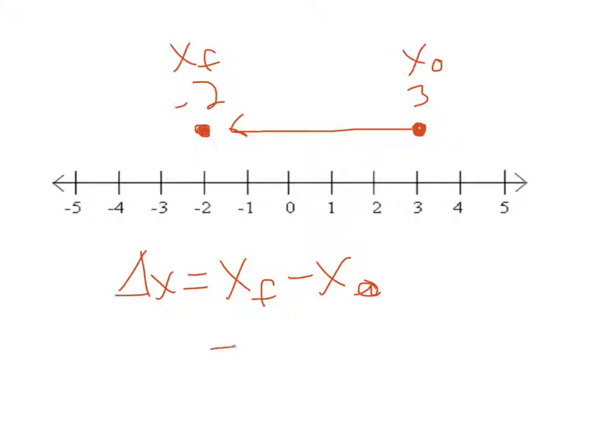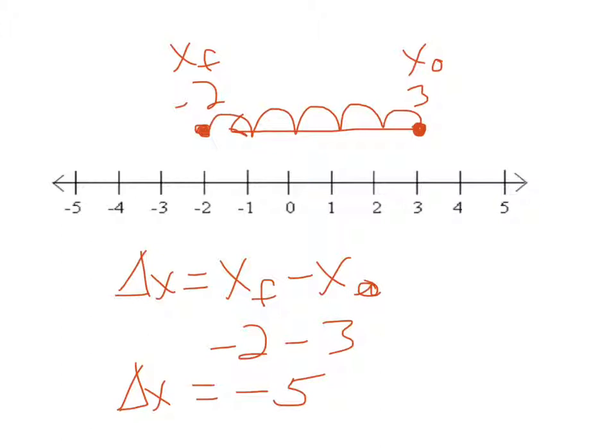My final position, negative 2, minus my initial position, 3, tells me that my displacement, or how much my position has changed, is negative 5. So my position change is negative 5. My displacement, how far I am from where I was at the beginning, is negative 5 units. Negative 5 is, in this case, sort of the distance. I could also have just counted my steps and said, I moved 5 steps. In this case, I moved 5 steps to the left.